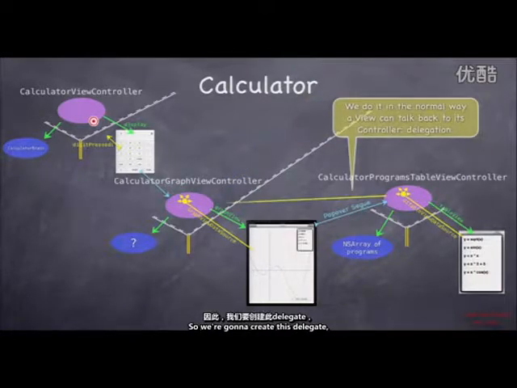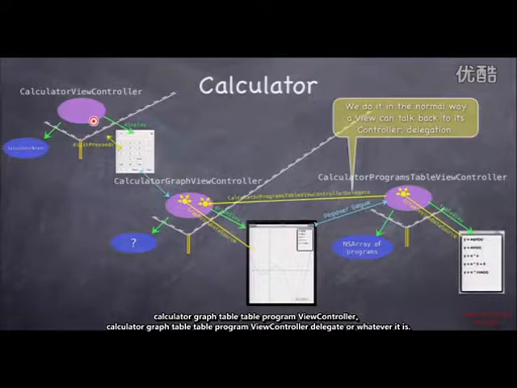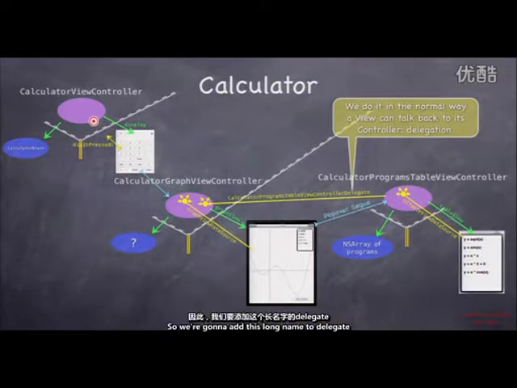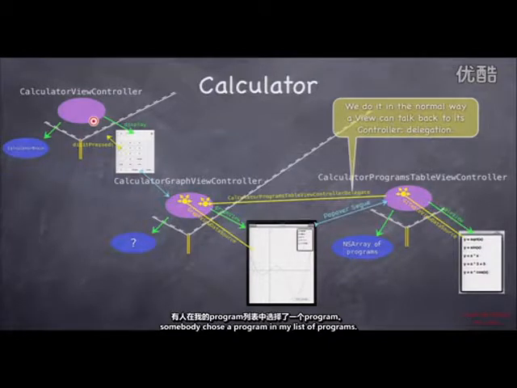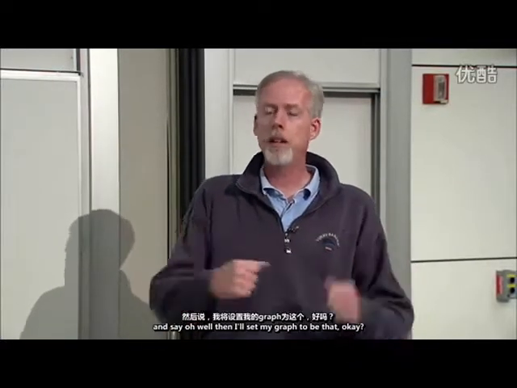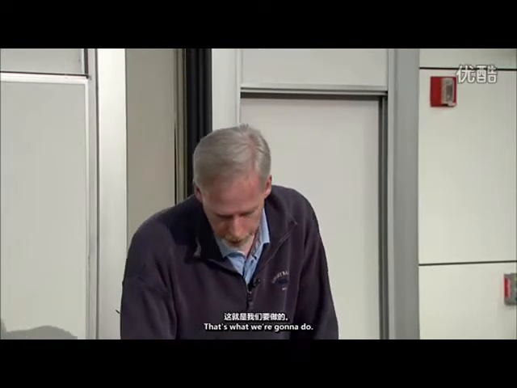So we're going to create this delegate, and luckily this is a long line because the name of the delegate is long. Calculator graph table program view controller delegate or whatever it is. So we're going to have this long named delegate, and it's the thing that's just going to send a message to whoever signs up to be its delegate that says, yeah, somebody chose a program in my list of programs. Okay, and then our controller will get that and say, oh, well, then I'll set my graph to be that. Okay? That's what we're going to do.